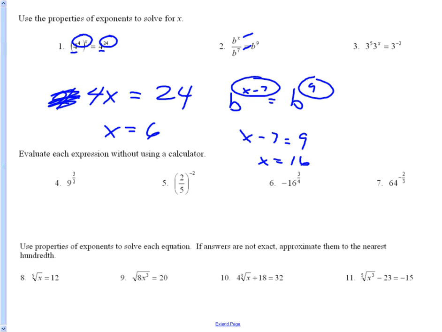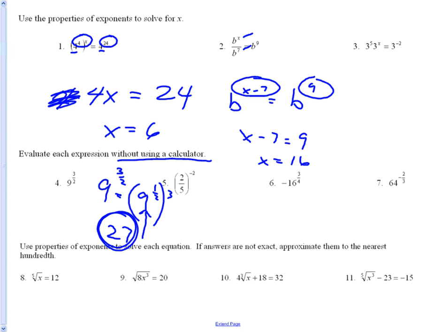The last one's the same idea, so I'll just move on to this next kind. 9 to the 3/2 without a calculator. 9 to the 3/2 is the same as 9 to the 1/2 to the 3rd. You remember breaking them up like that? And what's 9 to the 1/2? Square root of 9 is 3. 3 to the 3rd. 27.